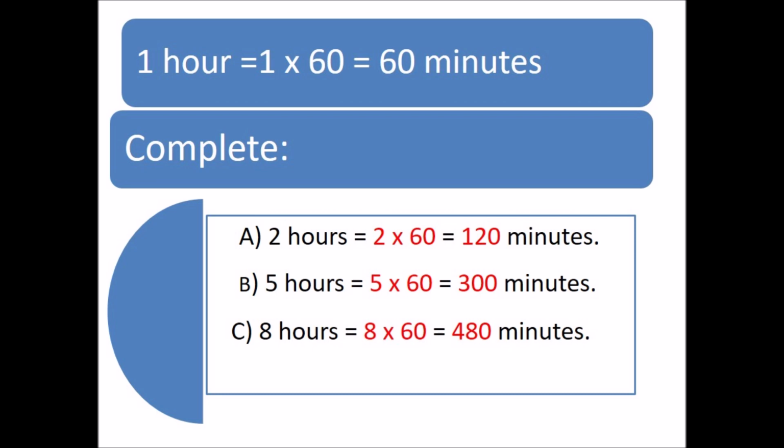Let's solve exercises. A, if I have 2 hours, they contain how many minutes? I will make 2 multiply 60. It will give me 120 minutes. 5 hours equal how many minutes? 5 times 60 equals 300 minutes. And the last question, 8 hours equal 8 times 60 equal 480 minutes. So again, we must know well that 1 day equals 24 hours and 1 hour contains 60 minutes.